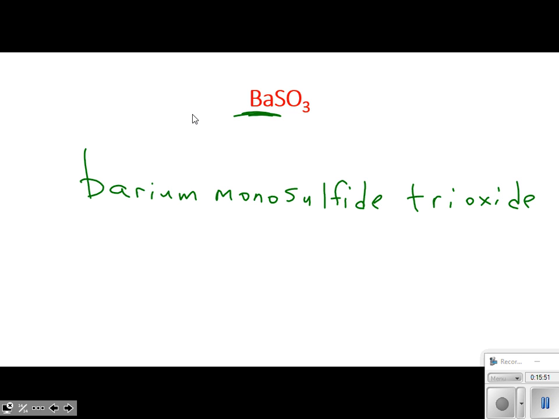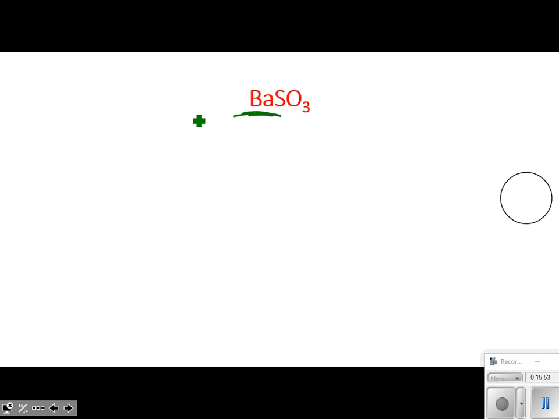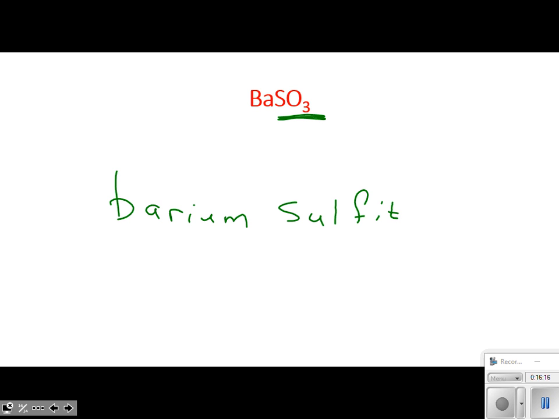Because this barium monosulfide trioxide, whoa, craziness. Okay? This is simply barium, and SO3 is a polyatomic ion. What is the polyatomic for SO3? Sulfite. Barium sulfite.